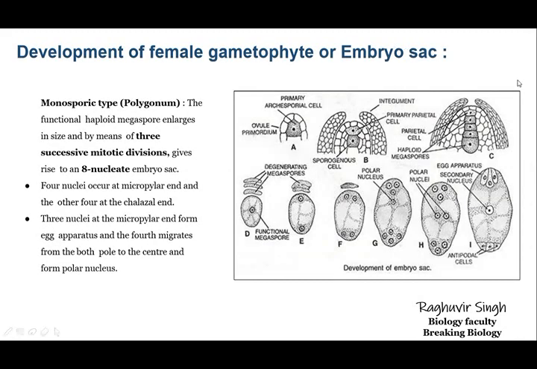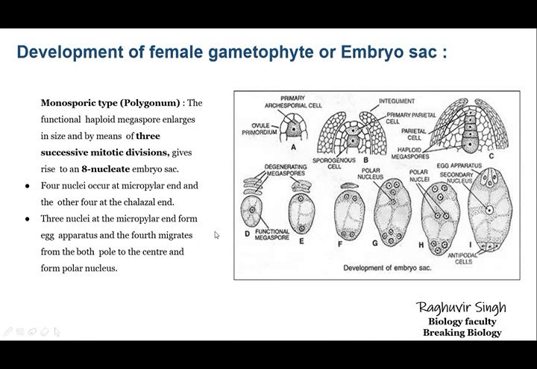Now coming to the development of the female gametophyte, or the embryo sac. I already told you that of the 4 megaspores formed, 3 degenerate and one of the megaspores enlarges to form the functional megaspore. The megaspore is the first cell of the female gametophyte. The megaspore grows in size by absorbing nutrition from the nucellus.